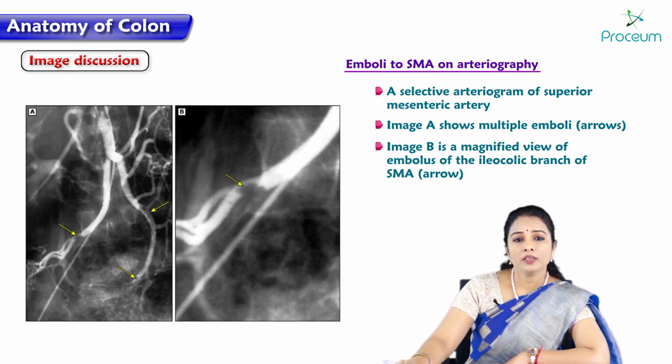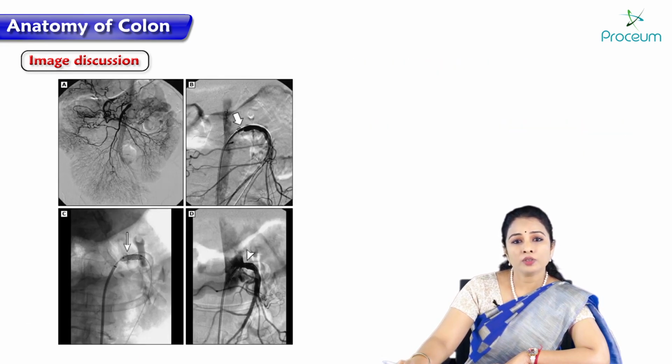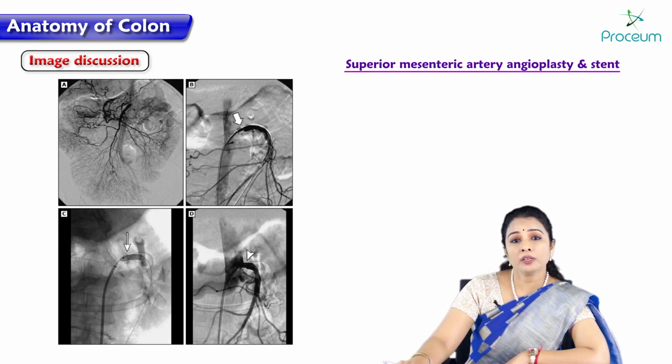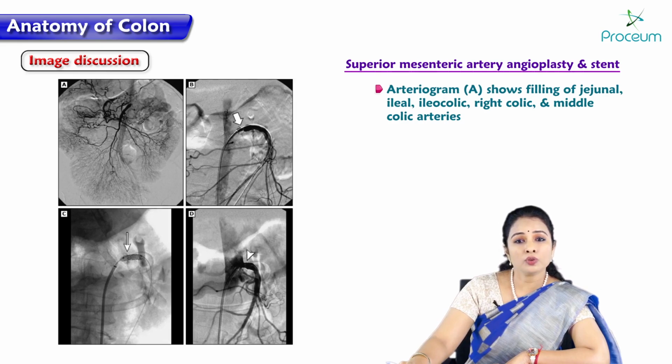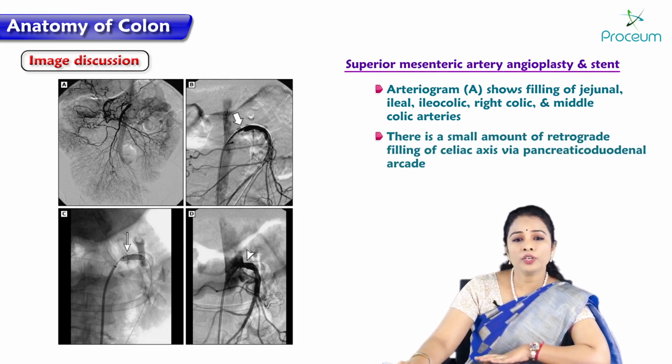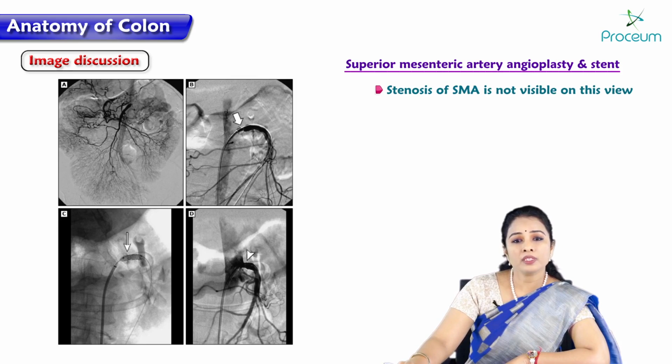Here is the next image of angioplasty and stent, where superior mesenteric artery angioplasty and stent is done. The arteriogram shows the filling of jejunal, ileal, ileocolic, right colic and the middle colic arteries, and there is a small amount of retrograde filling of the celiac axis via the pancreaticoduodenal arcade. The stenosis of the superior mesenteric artery is not visible on this view.